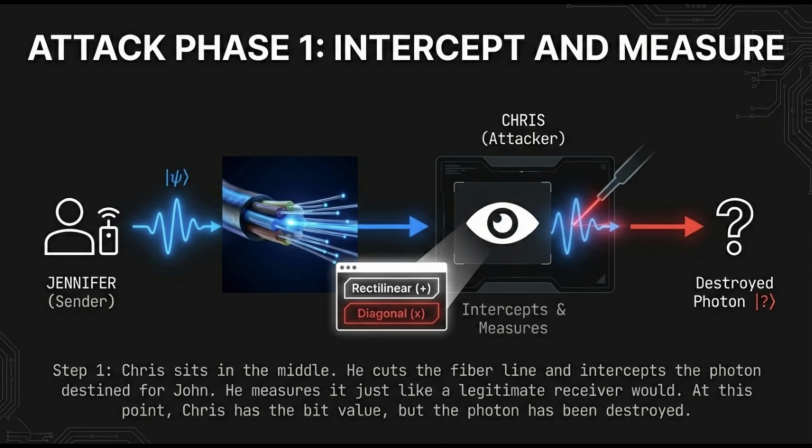In the final tactical phase of the exploit, we see how Chris remains a ghost. Phase 3, managing the mismatch. In a standard quantum protocol, when the measurement bases of the sender and receiver don't match, it naturally produces random results and errors. These errors are exactly what John's system looks for to detect an intruder.